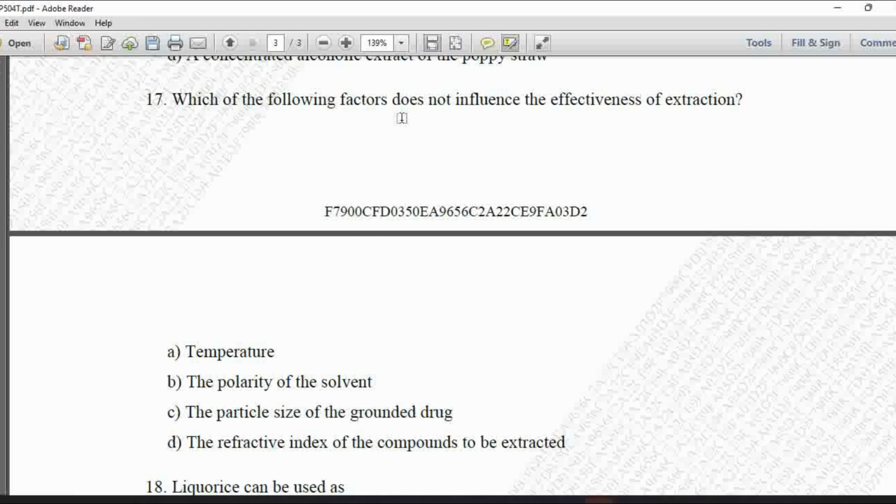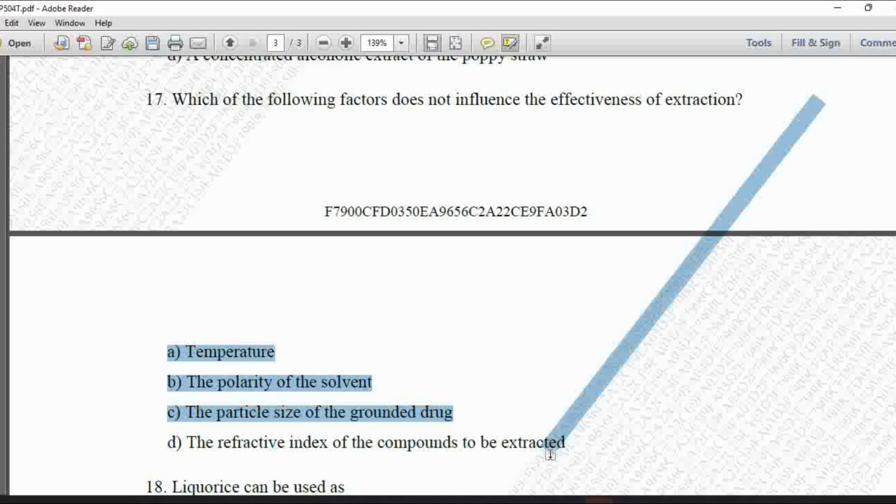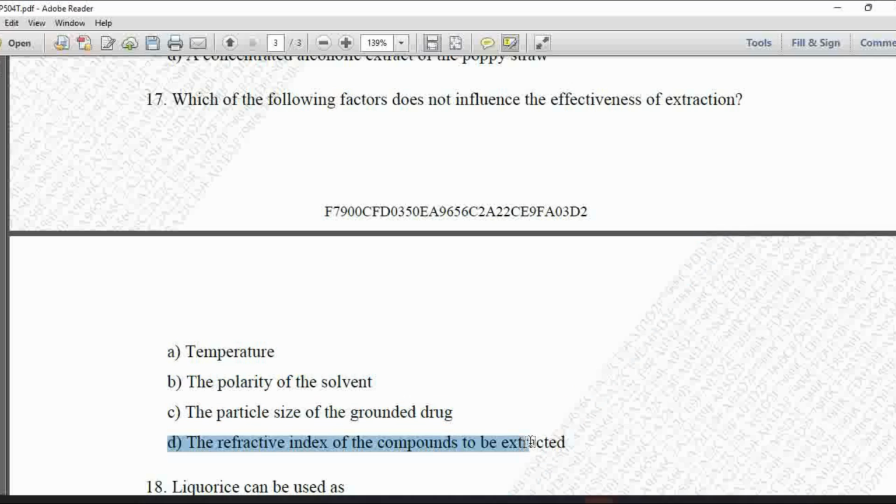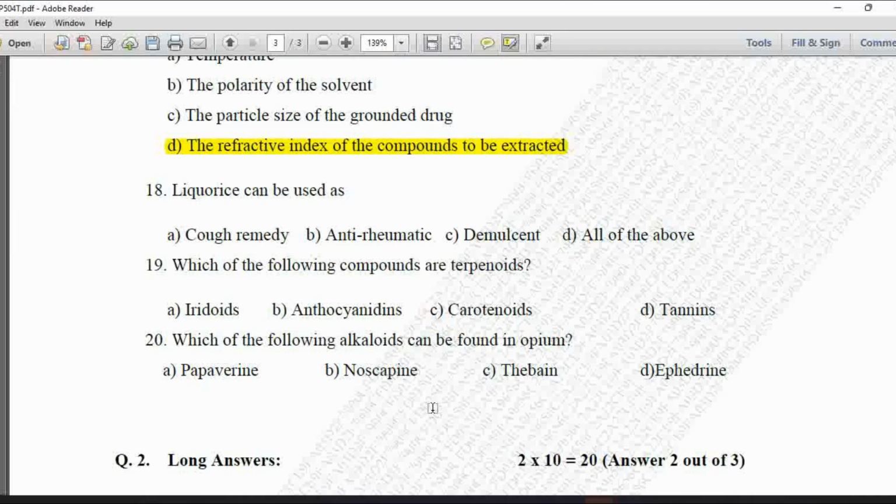If we see the factors which affect the effectiveness of the extraction, one is the temperature. Effectiveness of the extraction also depends upon the polarity of the solvent, and also upon the particle size of the ground drug. But the refractive index of the component which you are going to extract will not influence the effectiveness of the extraction. So that's why option D, the refractive index of the compounds to be extracted, is the correct option for this MCQ, which does not have any influence on the effectiveness of the extraction.